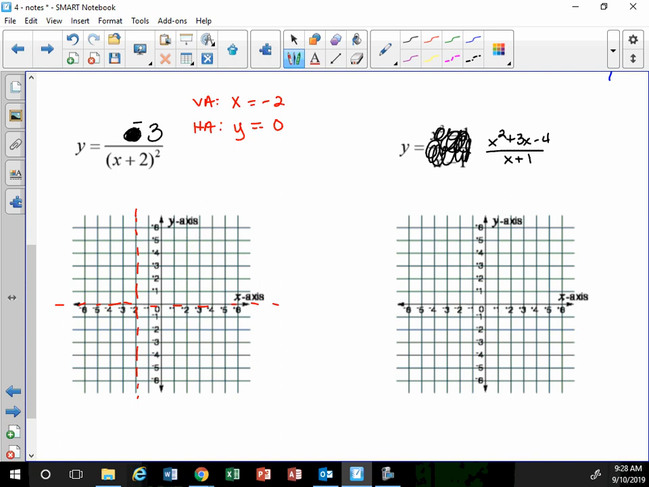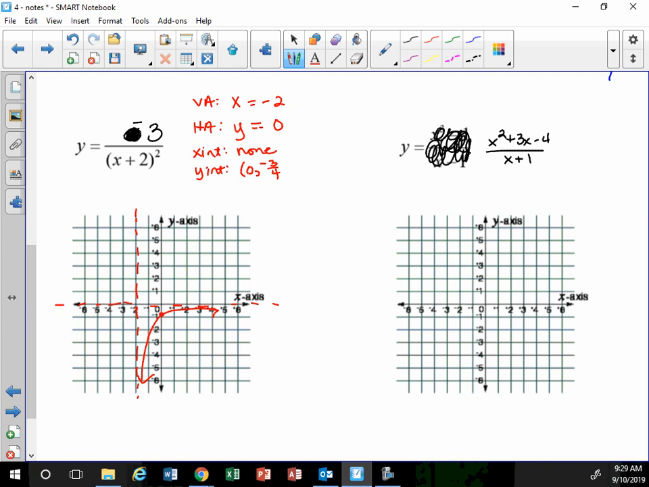All right, we're okay with that? X-intercept? None, because there's no way that my numerator can equal 0. Y-intercept? When I plug 0 in for x, I get -3/4. That is down here. Guys, that is enough to draw this side of it. Okay?